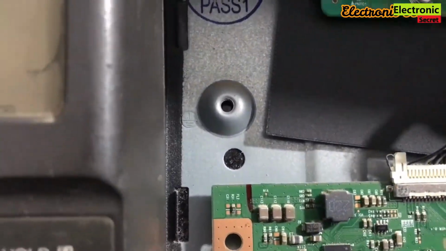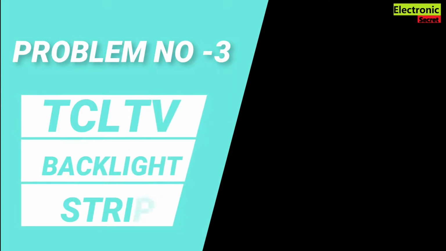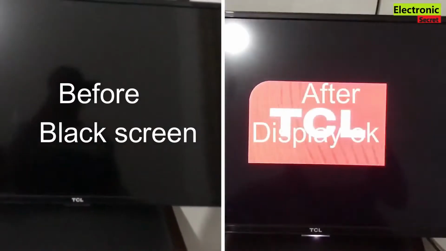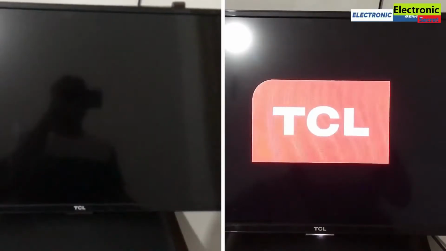Now coming to the most important part, the backlight strip, viewers. Viewers, this is the reason for almost 90% of all TV black screens. You can see that on the left side it is before repair and on the right side it is after repair. On the left side it is a black screen, on the right side the display is okay.